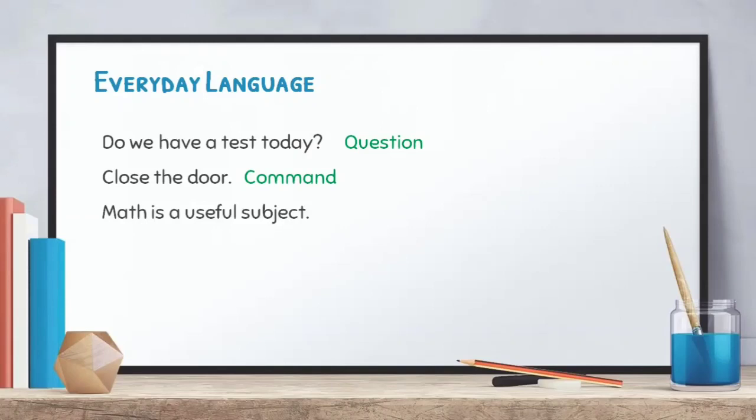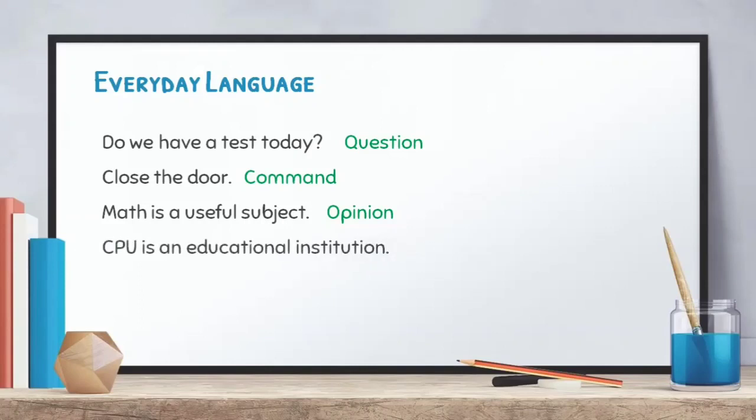Another sentence would be declarative sentence. Like for example, math is a useful subject. But this declarative sentence is just an opinion. That is so because this sentence cannot be agreed by everybody. To some, math is a useful subject, but to others, math would be a difficult subject.